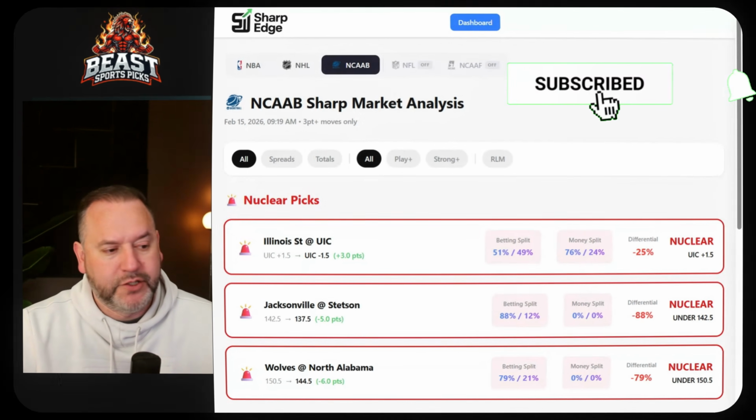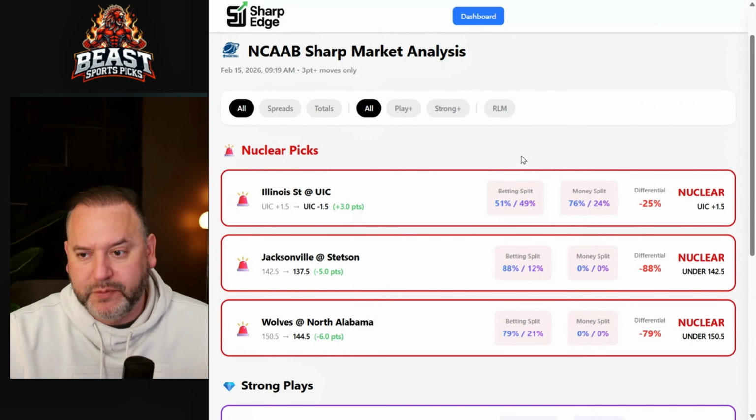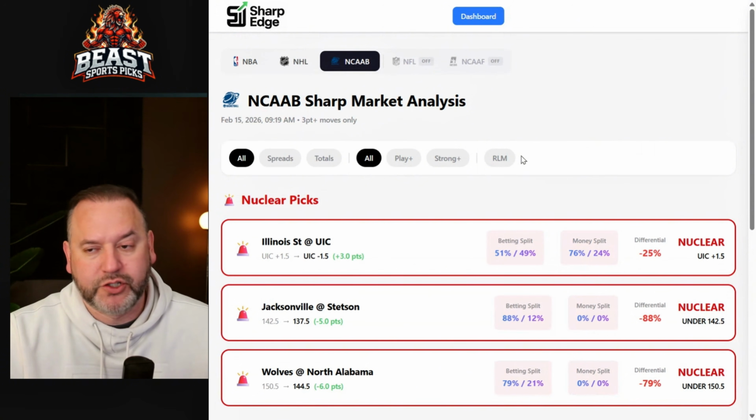So for college, the first thing I want to do is look at the line moves. Sometimes they're very dramatic, and this tool is called the SharpEdge tool.